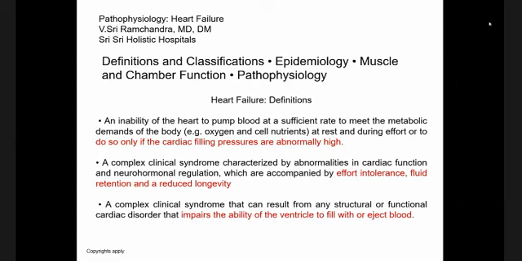And these are accompanied by symptoms of effort intolerance, fluid retention, and reduced longevity. That's very important. So basically, heart failure is a disease with a reduced longevity. It's a complex clinical syndrome that can result from any structural or functional cardiac disorder that impairs the ability of the ventricle either to fill or eject blood. So we need to take all of these things in totality to diagnose heart failure.